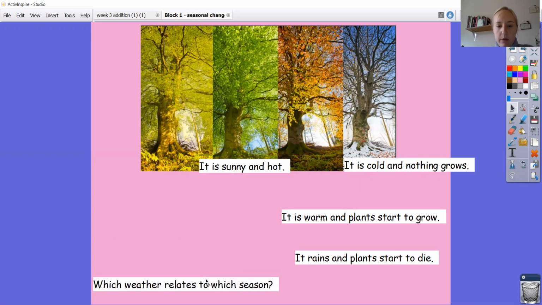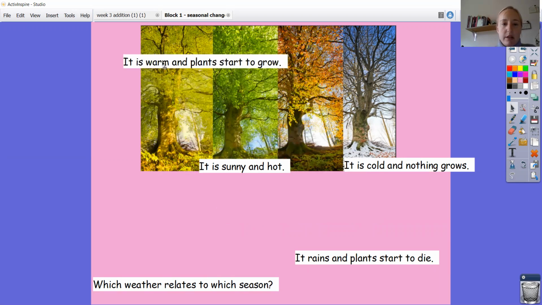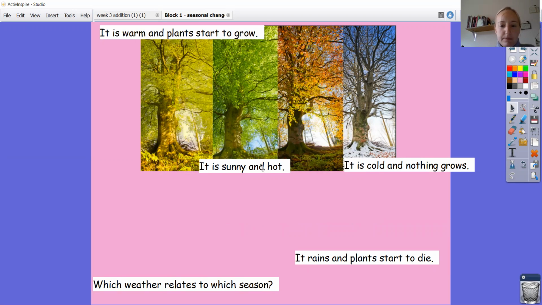Let's move this out of the way down here. The other sentence I've got here is, it is warm and plants start to grow. So the weather's starting to change here, it's beginning to get warm and the plants are starting to grow. So we've got 2 seasons left, spring or autumn. Which season is when the plants are starting to grow? You're right, it is spring. So well done if you got that one correct.